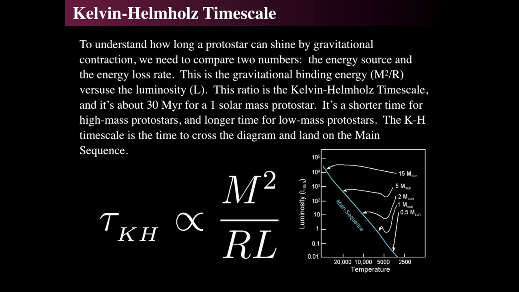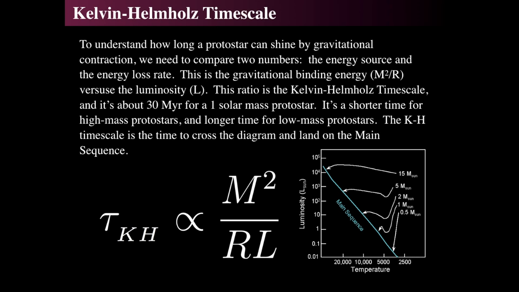So if you take the gravitational potential energy, which is proportional to the square of the mass of the object divided by the size of it, and then you divide it by the luminosity of it, you get a characteristic time scale for it to emit all of its energy. So we think about the idea, it's like one solar mass might live about 30 million years as a protostar, and the higher the mass, the shorter the time, because the luminosity is much, much greater for higher mass objects. So the mass squared over R is roughly the same for most stars.